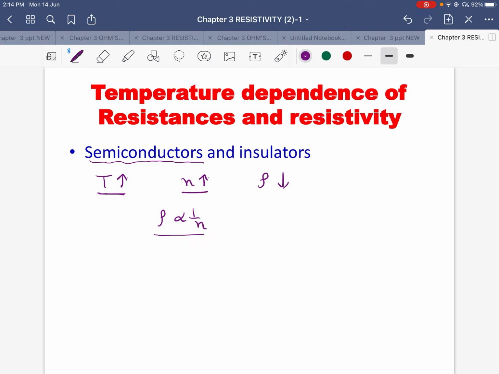Therefore, we have discussed that resistivity and resistance of a conductor will increase with increase in temperature. For semiconductor and insulator, it will decrease with increase in temperature. So resistivity is inversely proportional to temperature here.